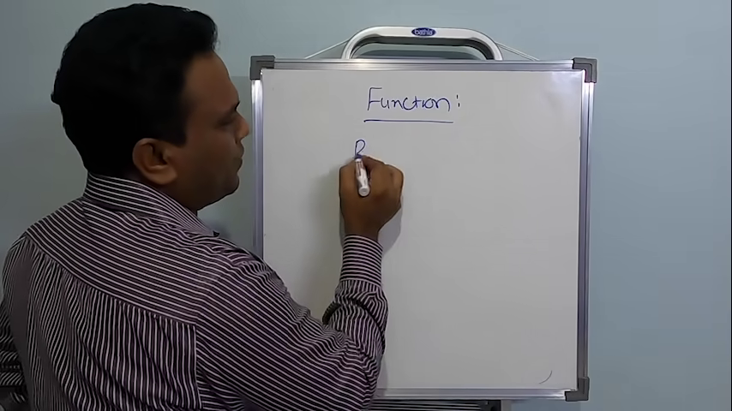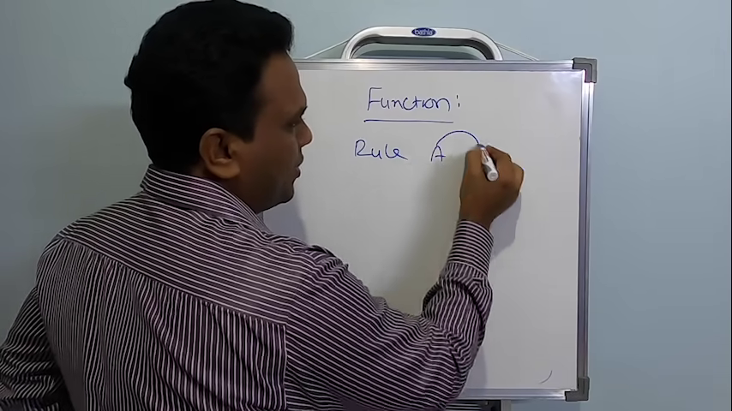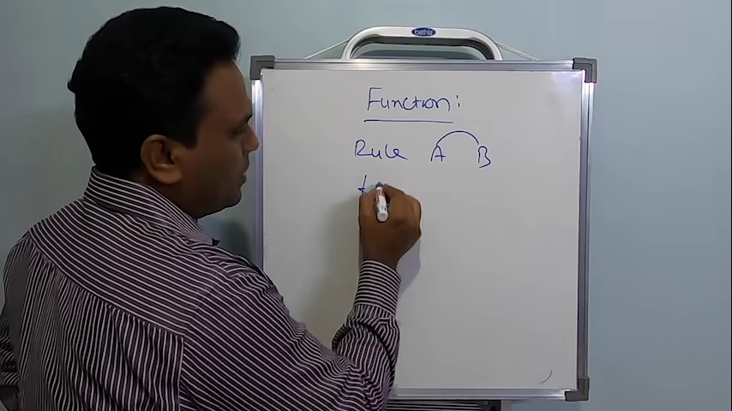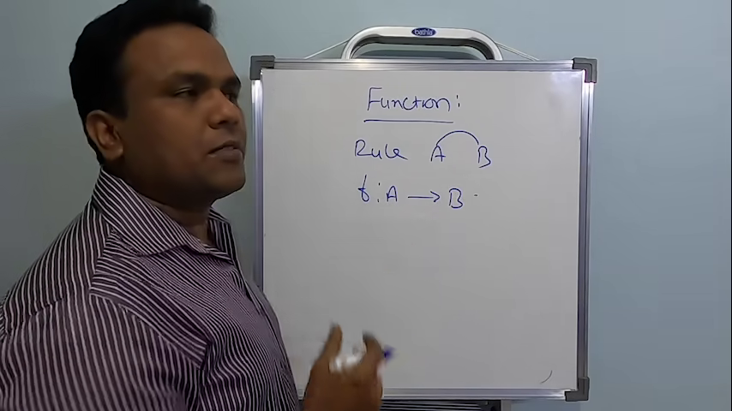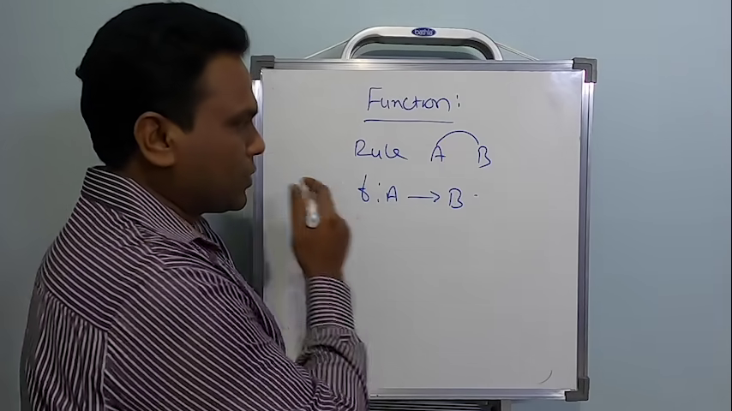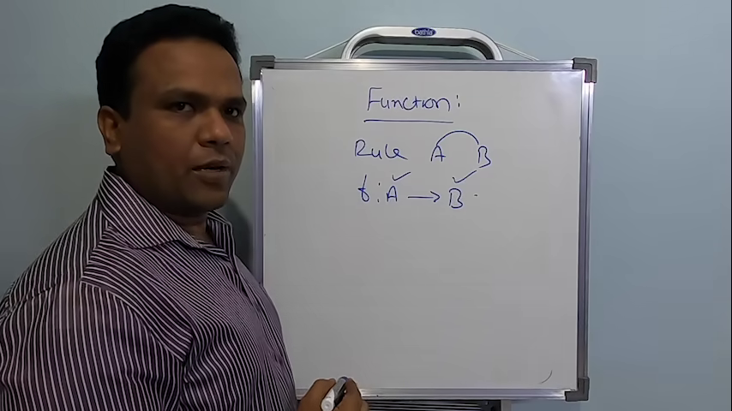A function is a rule which associates every element of set A to a unique element in set B. The symbol is denoted by f from A to B. That's the symbol to denote a function from set A to set B, right? Here A will be called the domain and B will be called the codomain.